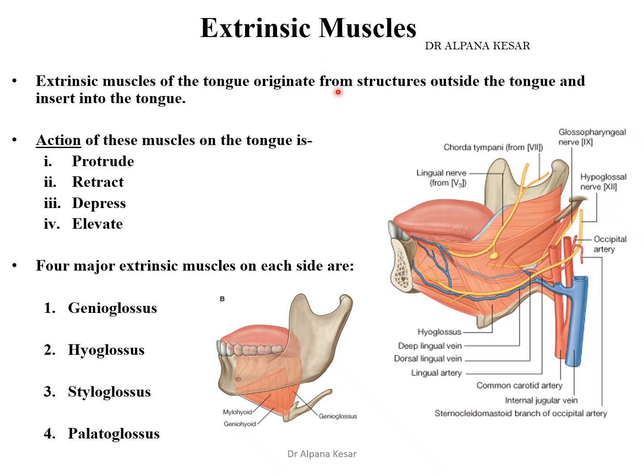Extrinsic muscles of the tongue. Extrinsic muscles of the tongue take origin from structures outside the tongue and get inserted in the tongue. The movements brought about by extrinsic muscles are protrusion, that is, forward movement of the tongue; retrusion, or backward movement of the tongue; depression, or downward movement; and elevation, or upward movement of the tongue.